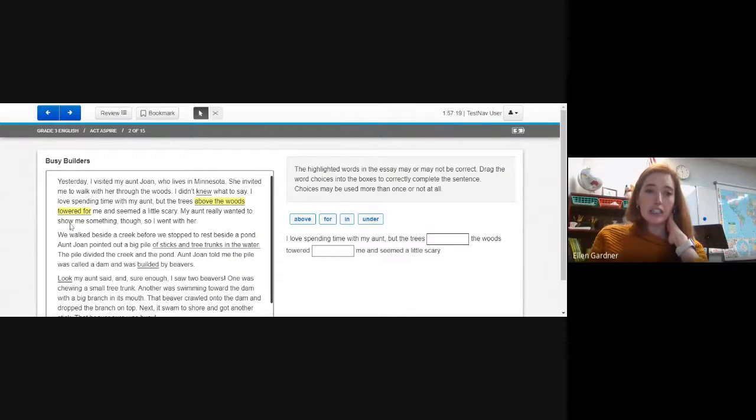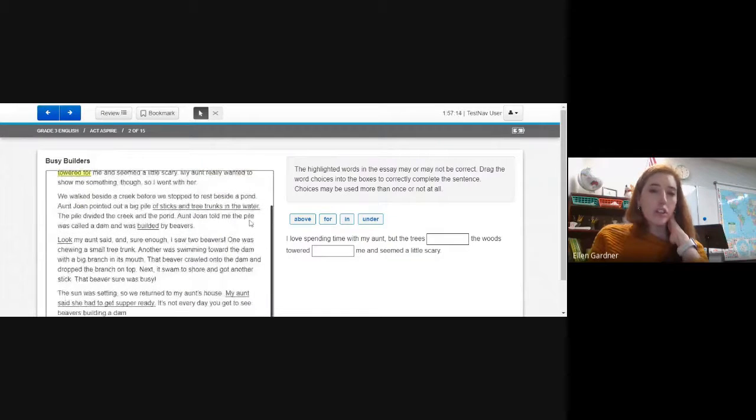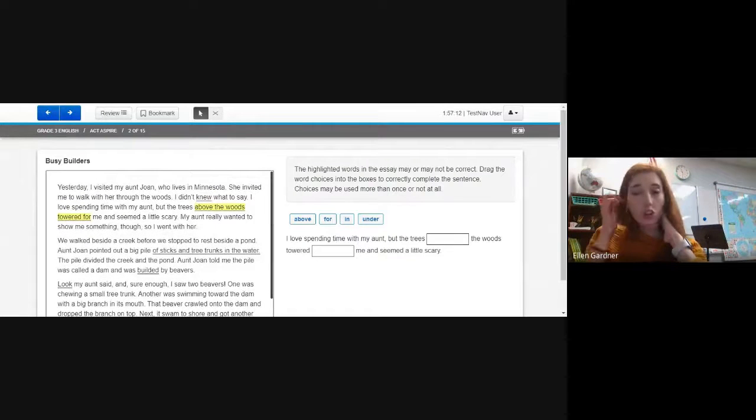We've got new highlighted sections, but you see these ones are underlined. You could read the whole thing first before you answer any questions, but you also could just read the question and then go straight to what they're asking about. And that's what I would do if I were you. So this above the woods towered for is what is highlighted.